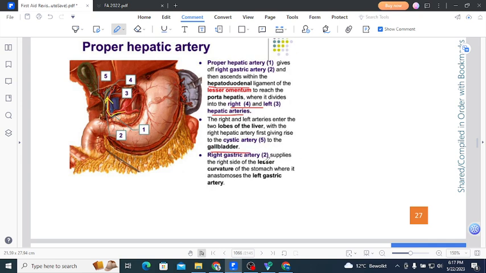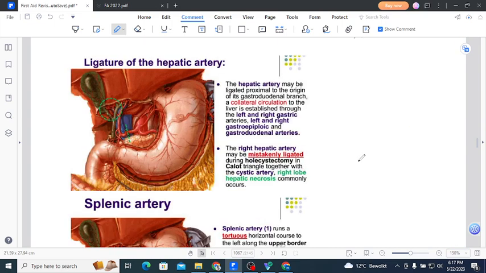The right gastric artery supplies the right side of the lesser curvature of the stomach, where it anastomoses with the left gastric artery.